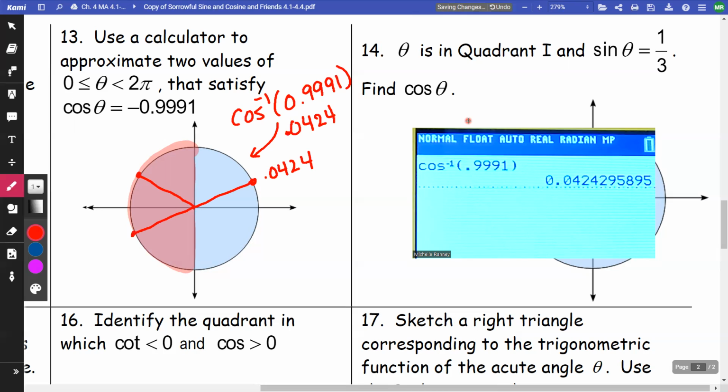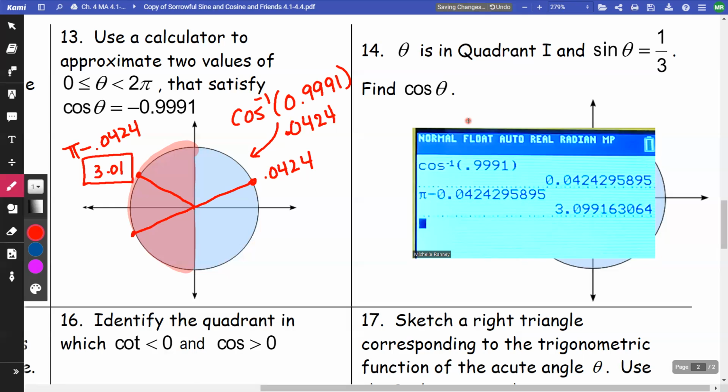So I am going to take pi minus 0.0424. So let me do pi minus this answer. And I get about 3.01 radians. And then this one's going to be pi plus that. So I'm going to do pi plus that, and I get a 3.18 for this answer.